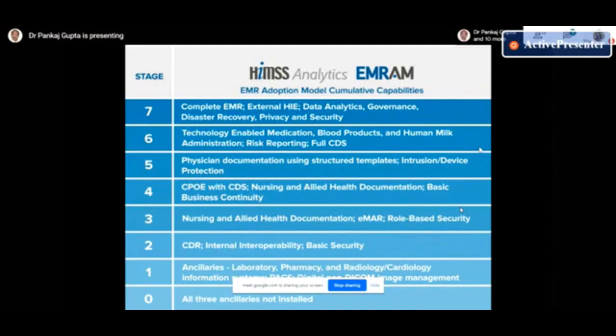If you look at this, CPOE with clinical decision support is sitting at stage 4, and BCMA, which is basically technology-enabled medication administration, is sitting at stage 6. Without CPOE, BCMA cannot work. That is why we say that the full potential of CPOE is realized only when you implement BCMA.